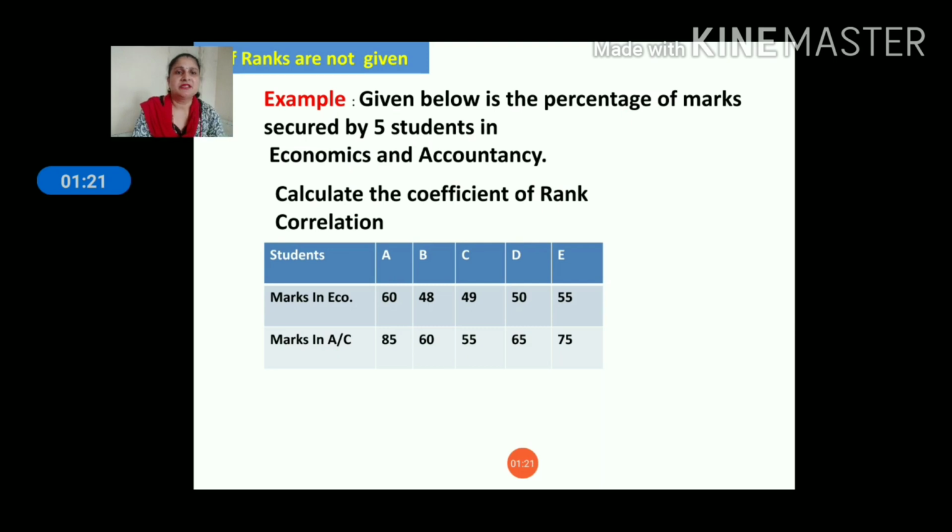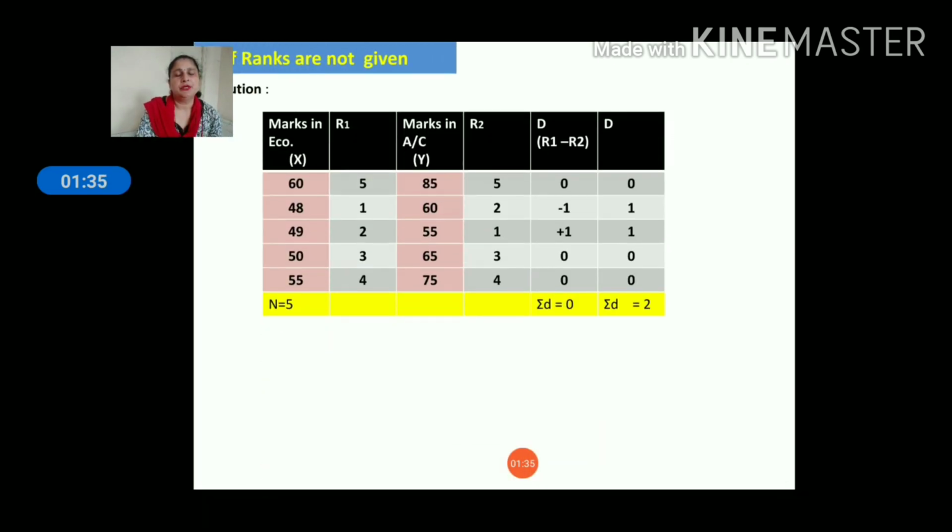Now marks in economics are given 60, 48, 49, 50, 55, and accountancy 85, 60, 55, 65 and 75. So first of all, we will make a table in which we have to put the values of x and y. Then we have to assign ranks to these. As you see, in class he gets 1 who gets the highest marks. In the given example, we have given the smallest rank to the smallest value.